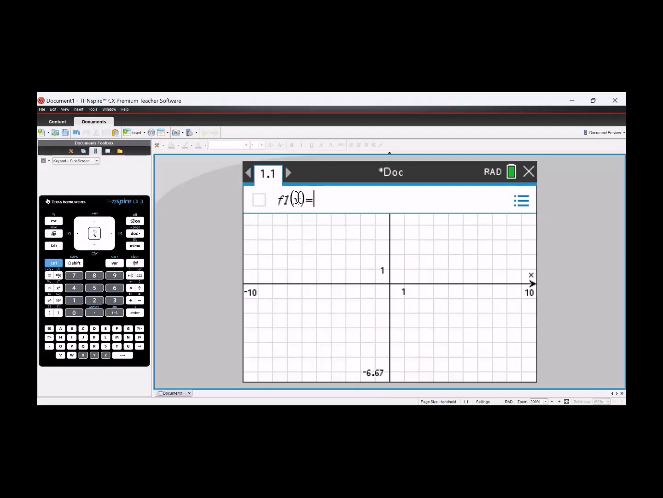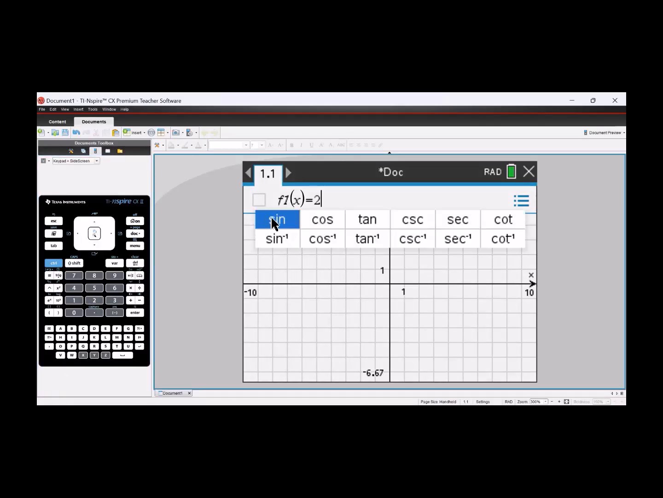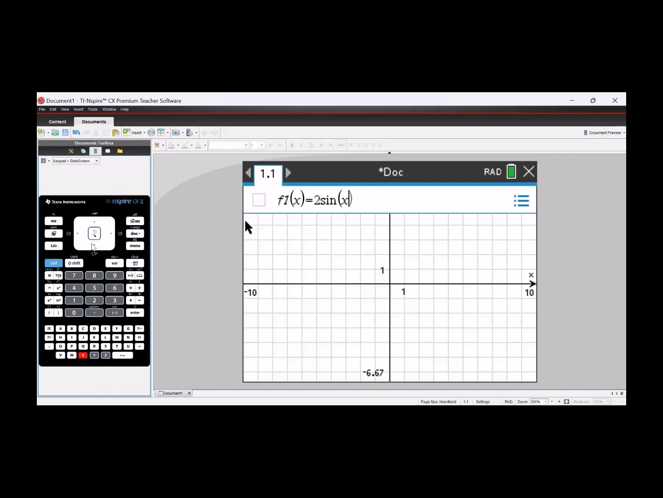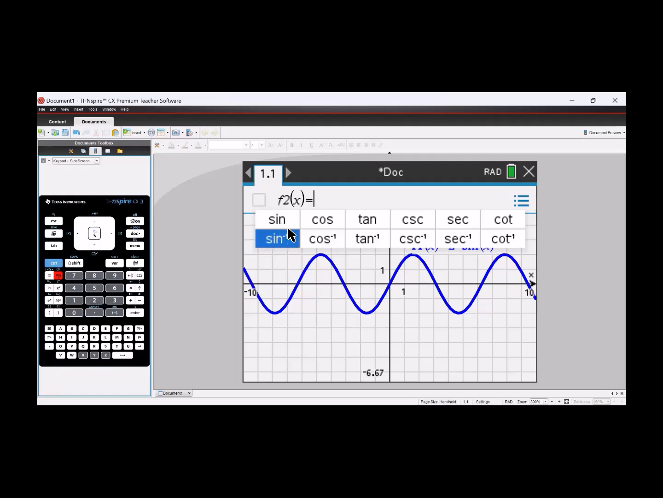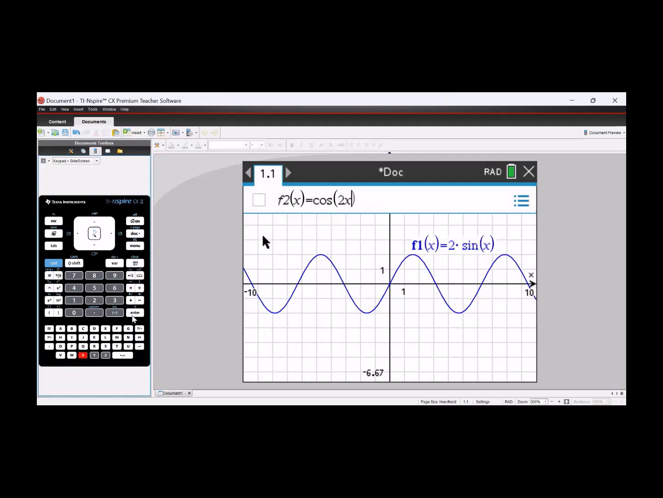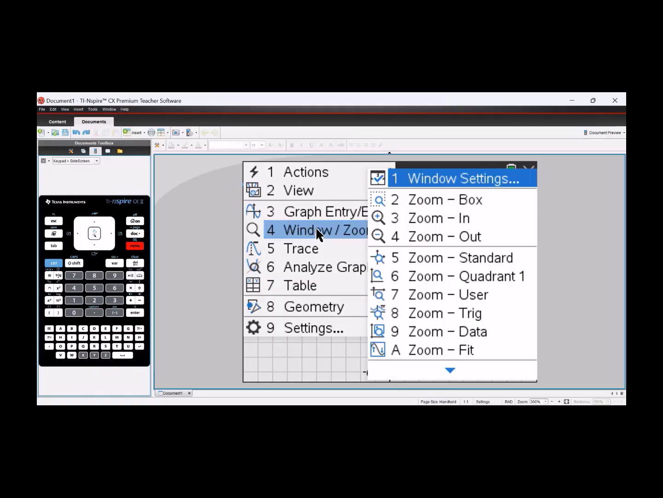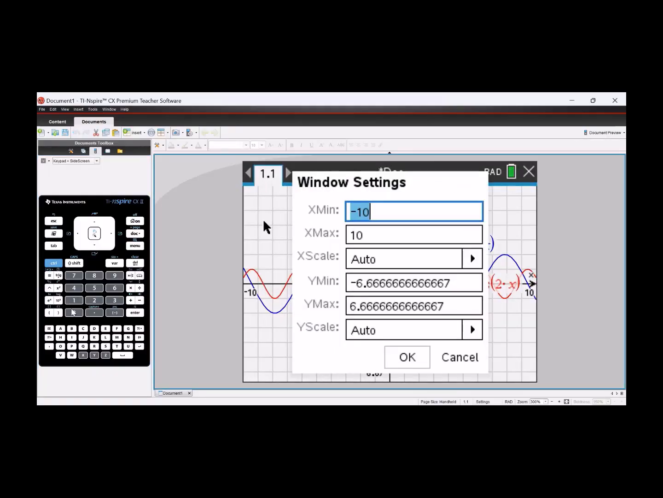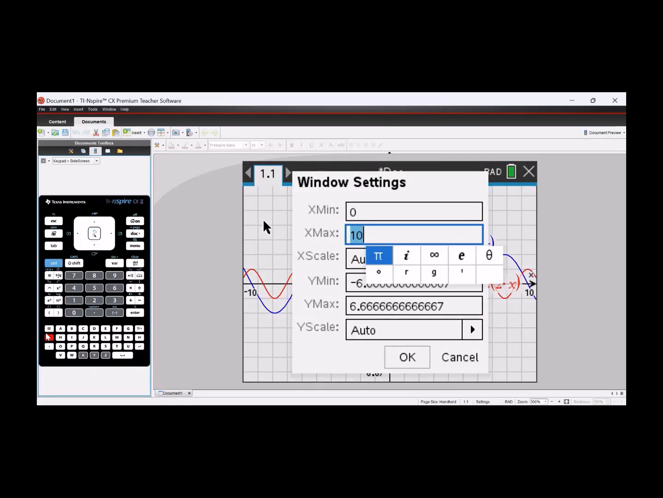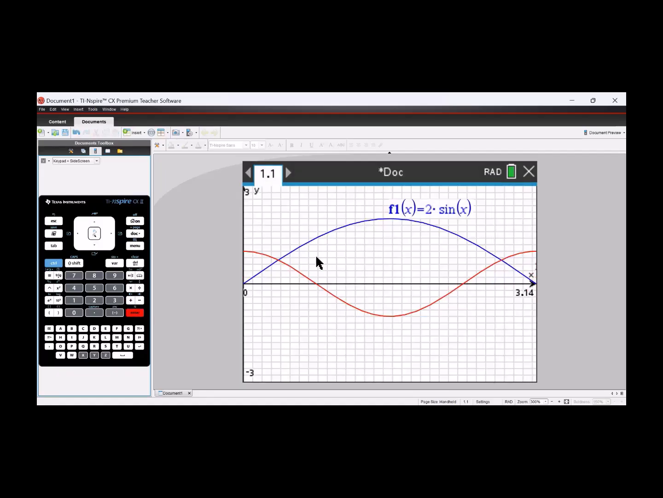Okay, so here we are on a graph. In f1, we're going to put 2 sine x. And in f2, we're going to put cosine 2x. Okay, and I'm going to adjust my window settings because we need to go from 0 to pi. And we'll make the y's go from, say, -3 to 3. And this is the graph that you're going to sketch on your paper where that x and y axis are.